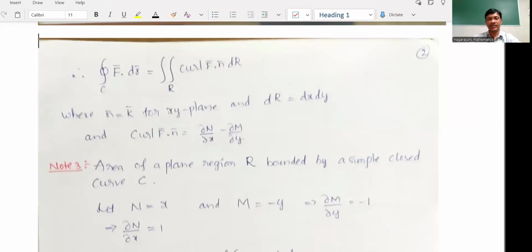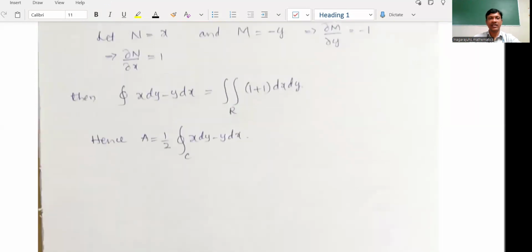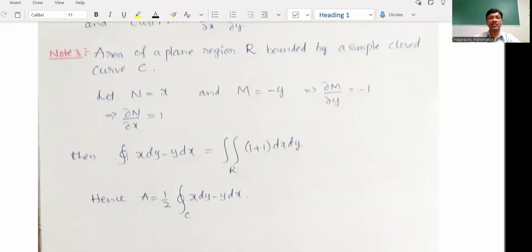So substituting these values in Green's theorem, the integral over C, x dy minus y dx, which is nothing but M dx plus N dy, where in place of M we have minus y and in place of N we have x, is equal to the double integral over R, dou N by dou x, which is plus 1, minus dou M by dou y, which is minus of minus 1, plus 1, dx dy. So this is equal to 1 plus 1, which is 2, written outside. So we will get 2 into the double integral over R dx dy, which is equal to the area of the region.